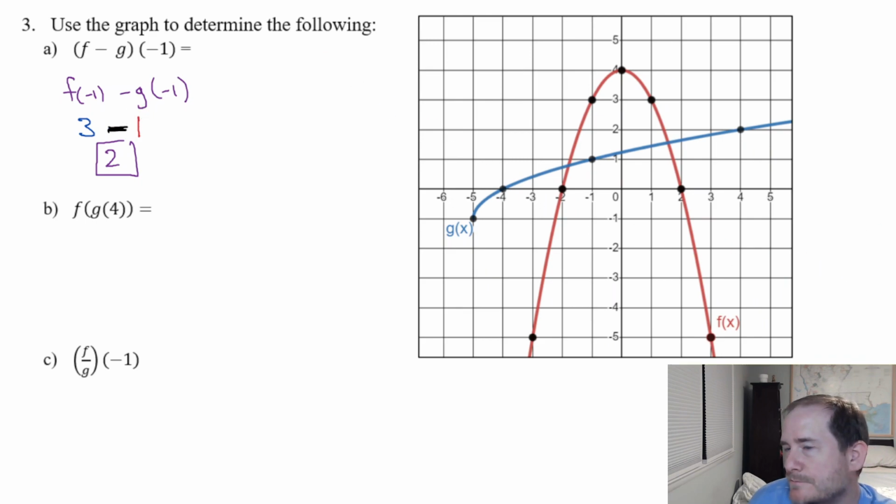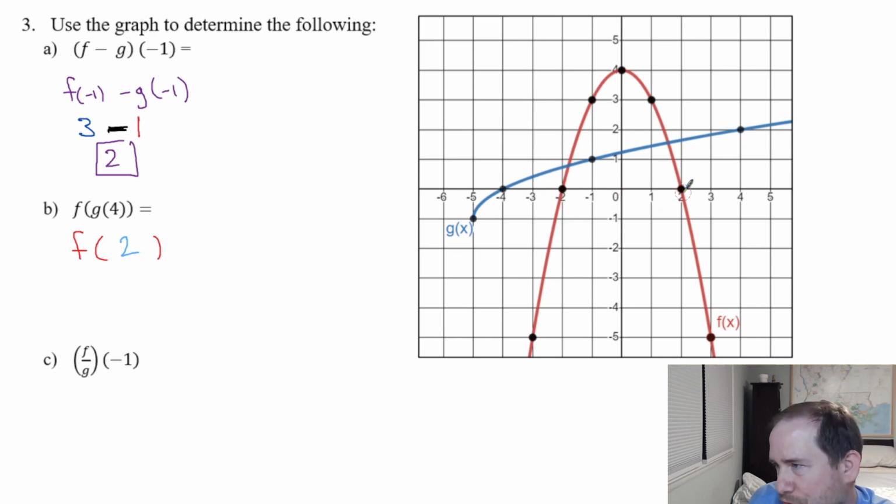Okay, what about the other one? F is the red function. So I want to do f of whatever g of 4 is. G is the blue function. So g of 4 means go to where there's 4. Read off the blue function. It's 2. So you're just trying to evaluate f of 2 now.